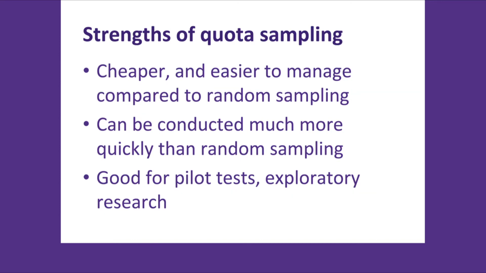However, there are certain strengths to quota sampling that we have to consider. First of all, it's cheaper, it's easier to manage compared to random sampling. You can get to your quota faster in many ways with surveys completed. It can be conducted much more, as I say, quickly. And again, this is a good technique to use when you're just trying things out and testing out your questions and moving forward in that direction.